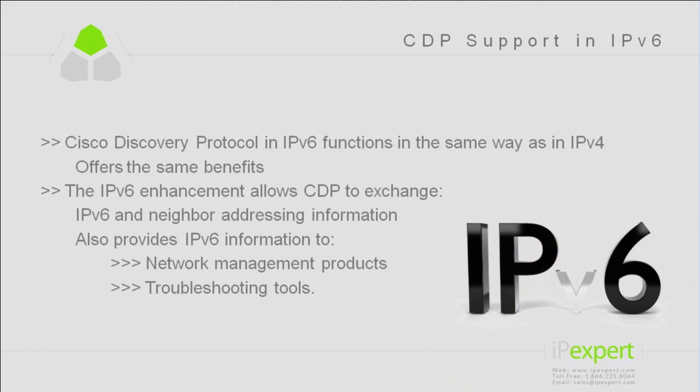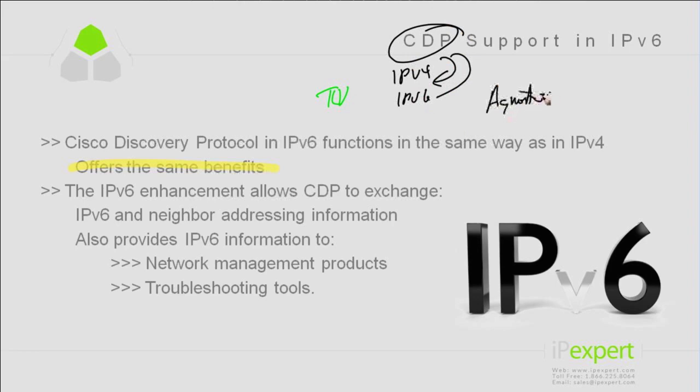Now, the main thing is this, and this is the easiest part. It offers the exact same benefits that we have with IPv4. It does it in the same fashion because, again, we have the capability of supporting these TLVs. So the information that's being exchanged can be related to IPv4 or IPv6 because CDP, by its very nature, is going to be protocol independent, or another term that I like to use is agnostic. So it doesn't really care.